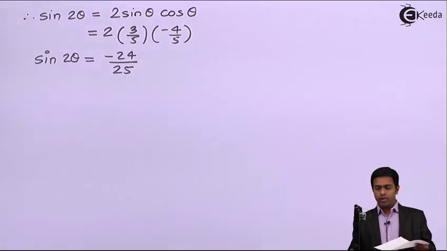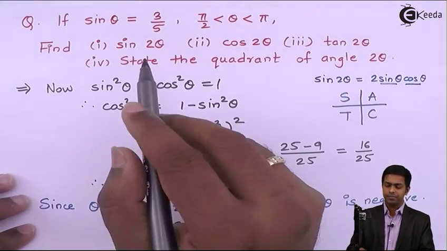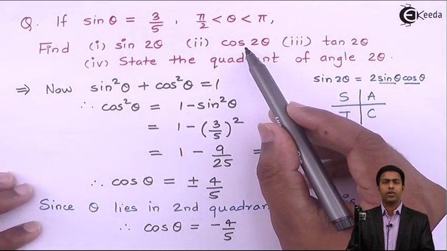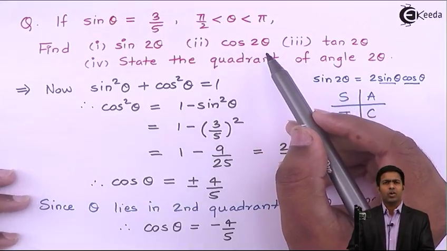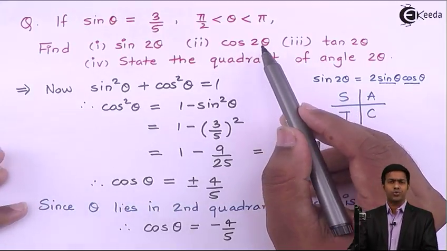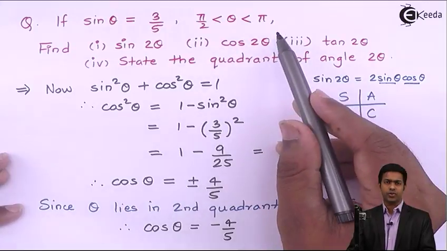Now here we got the first value. Now let's find out the second value, that is cos 2 theta. Now guys, which formula should we use to get the value of cos 2 theta?